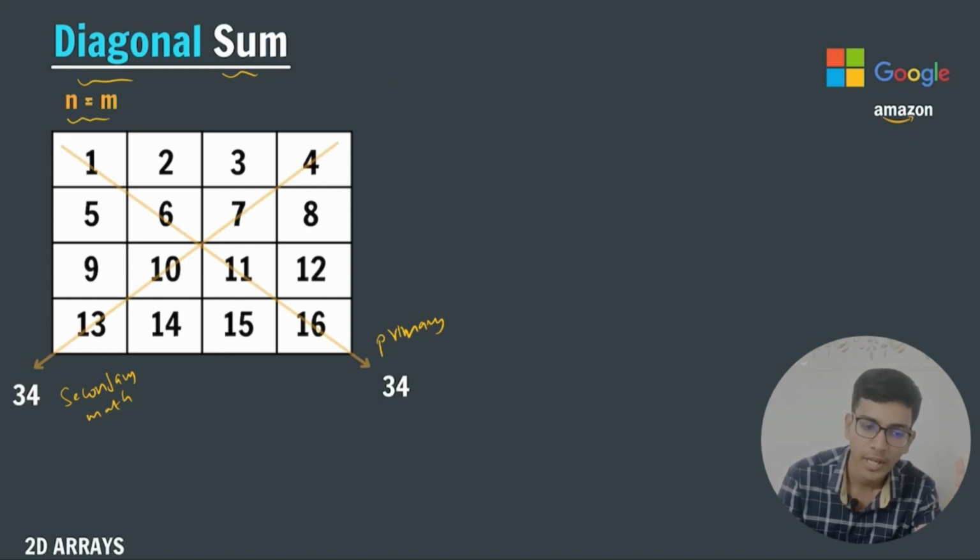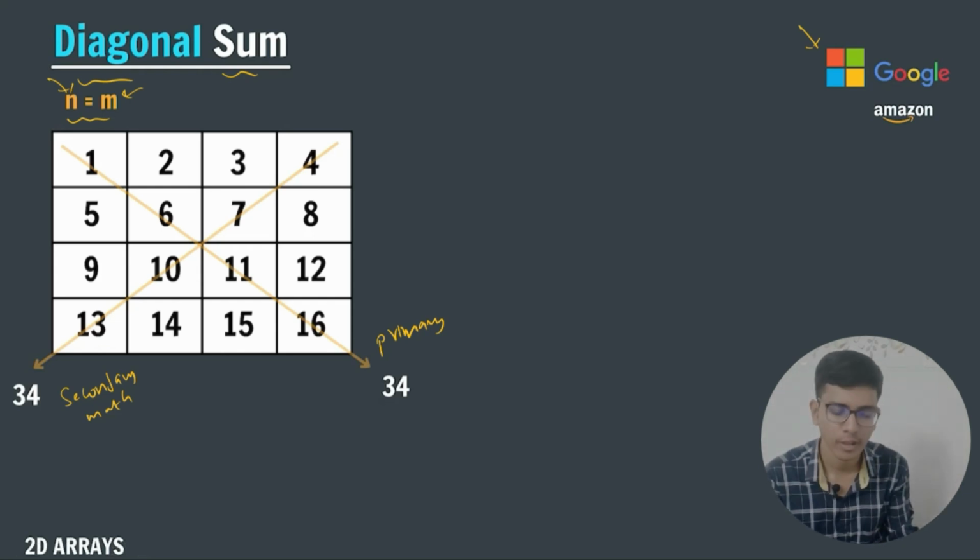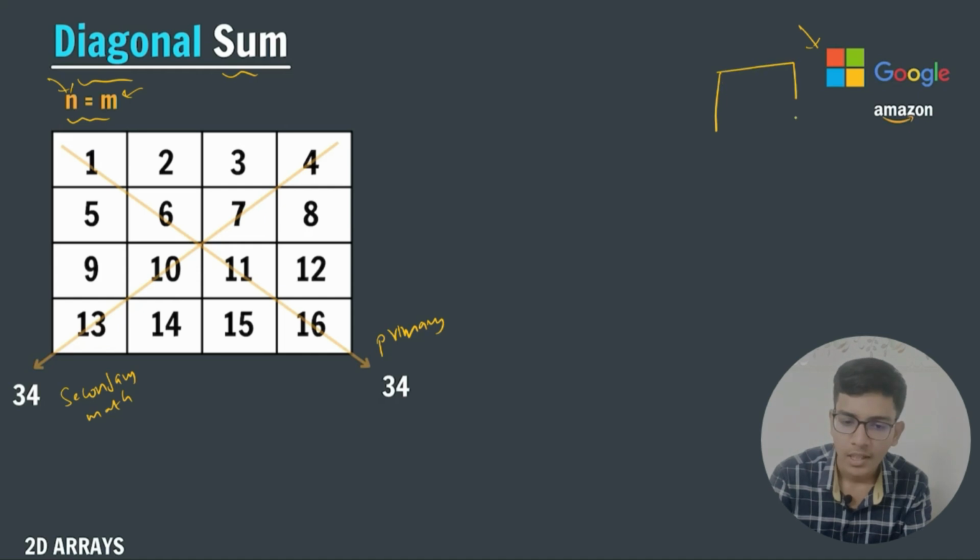What is meant by a square matrix? If the number of rows is equal to the number of columns, then it is known as a square matrix. This is also an important question, and it has significance when it comes to competitive coding. Now let us understand how we can do this question. Let us take an example.